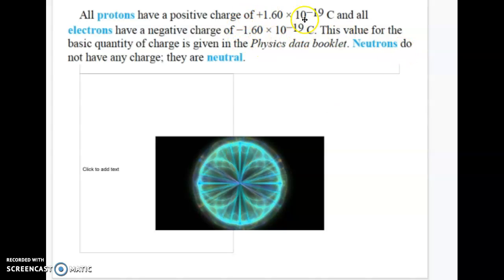And this is a really important number. So important that it is in the physics data booklet that you get with your exams. But all protons and electrons have a charge of 1.6 times 10 to the minus 19 coulombs. And this is a number that you always have available for you, but it's really important. It's important for this topic, and it's important for topic 6, and it's for a whole bunch of things. Okay, so please remember, what is the charge in an electron? 1.6 times 10 to the minus 19.